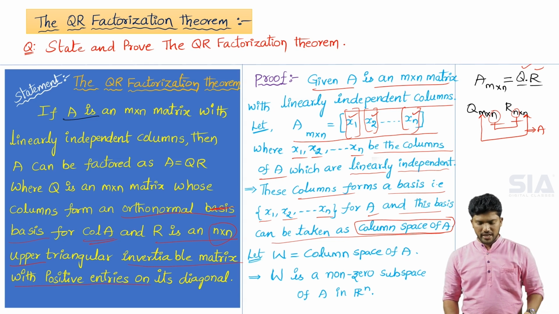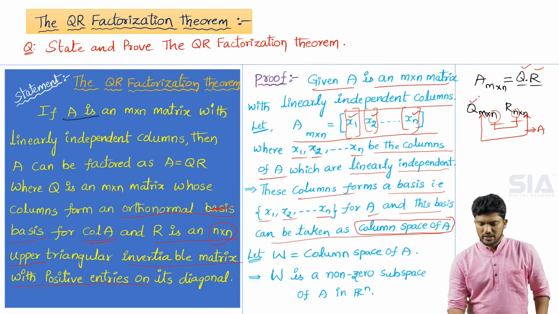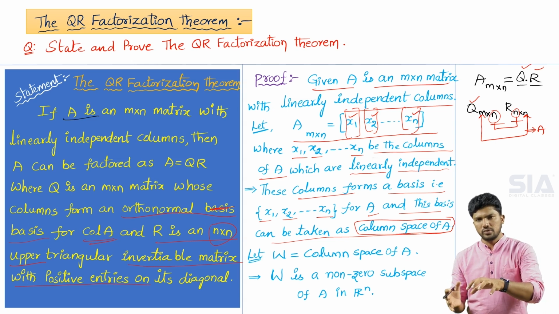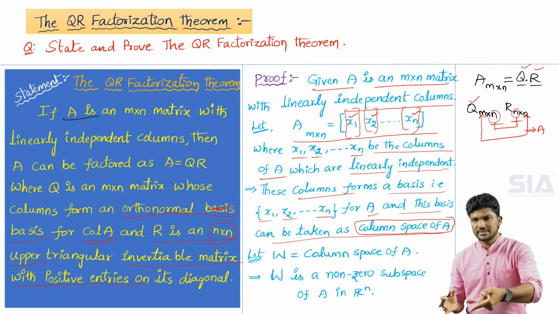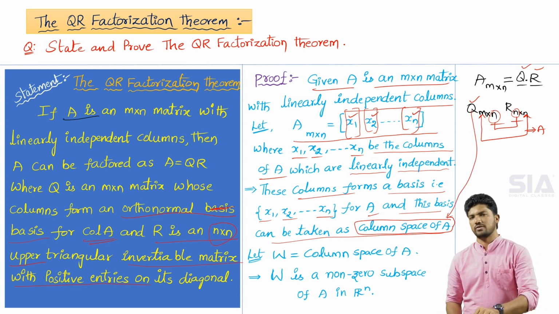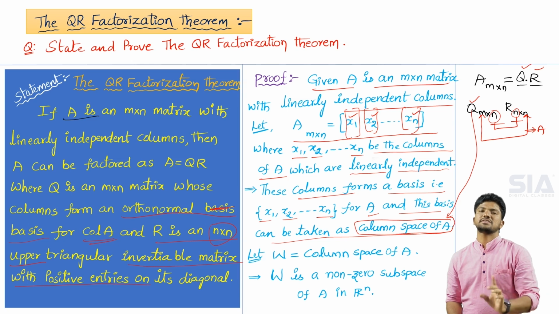Why? Because the columns of the second matrix Q form orthonormal columns. Those orthonormal columns also form a basis for the column space of A only.